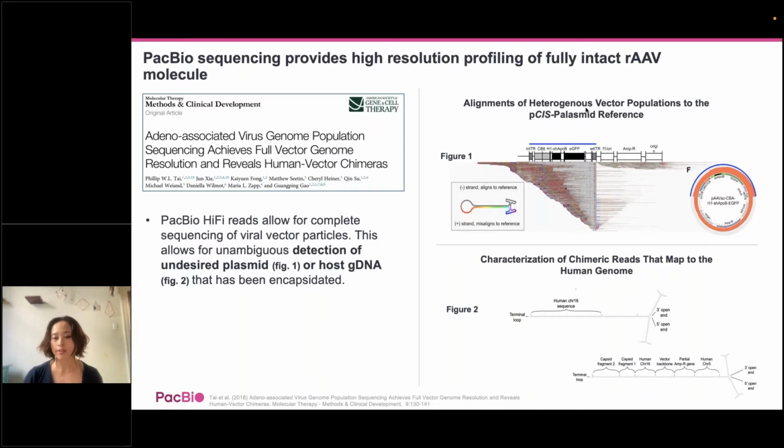Furthermore, they can also characterize that these reads are also mapping partially to the human genome, showing that there's chimeric integration.